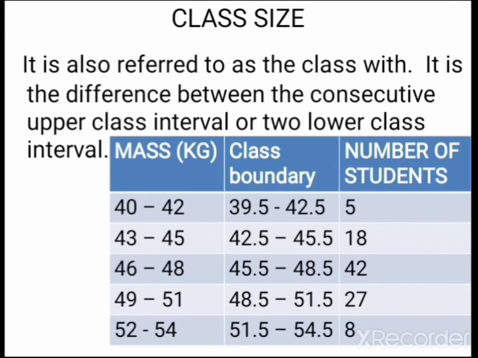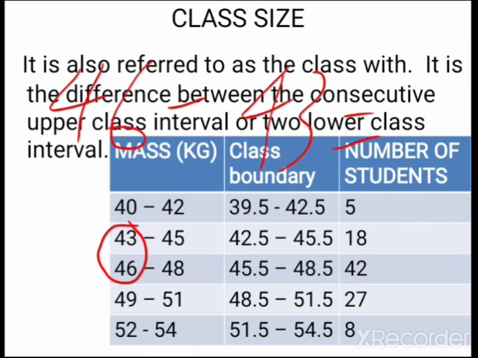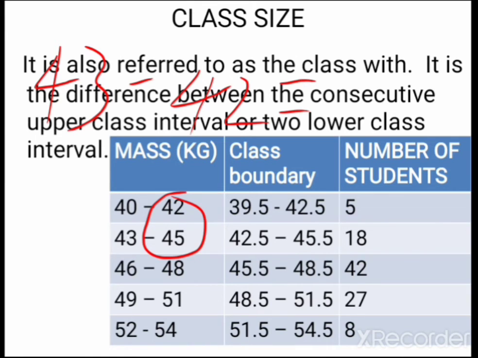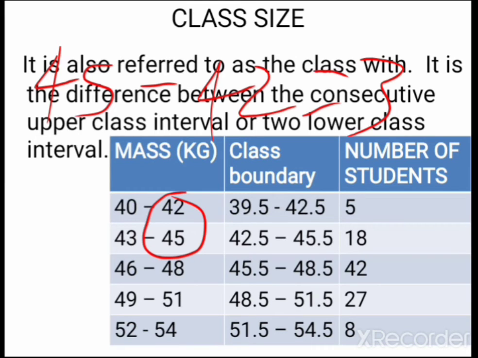The class size is usually obtained as the difference between 2 consecutive lower class intervals or 2 consecutive upper class intervals. So these are 2 consecutive lower class intervals: 46 minus 43 is equal to 3. So the class size is 3, as we have seen before. Let's take another one. Let's say 42 and 45, 2 consecutive upper class intervals. 45 minus 42 is equal to 3. So the class size is also 3.